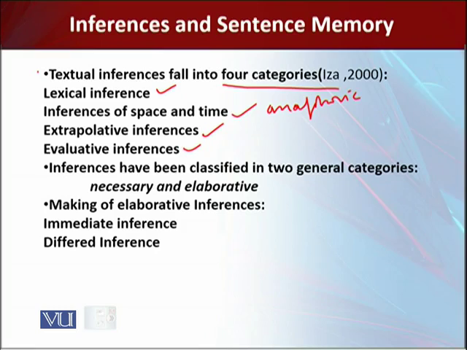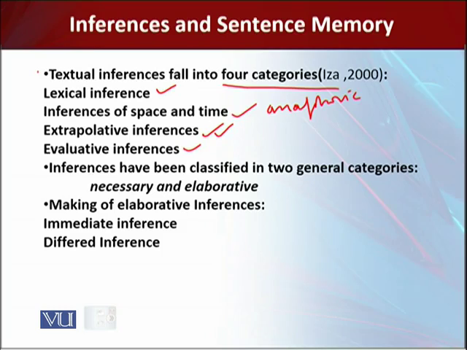So the third one is what we call extrapolative inferences. Here readers have to extrapolate, often beyond 2 events, to find some link between them. So inferencing the unknown from the known. When we talk about extrapolative, this refers to something which is estimated or guessed. Then we have finally the fourth one, which is evaluative.